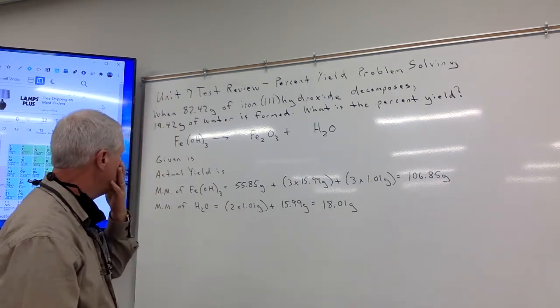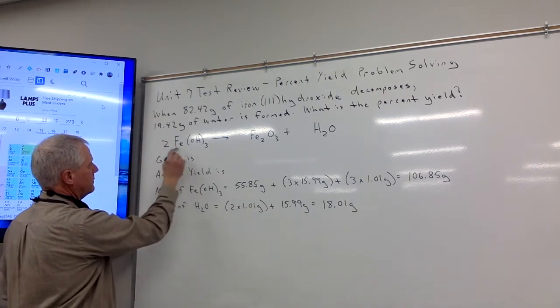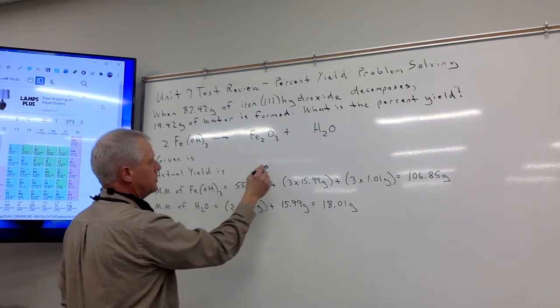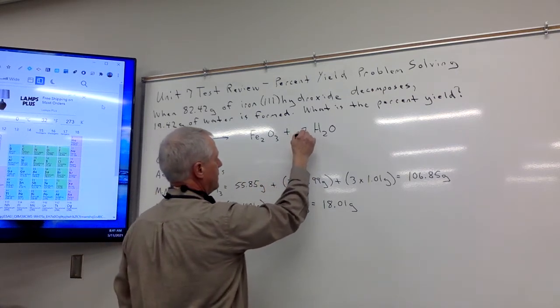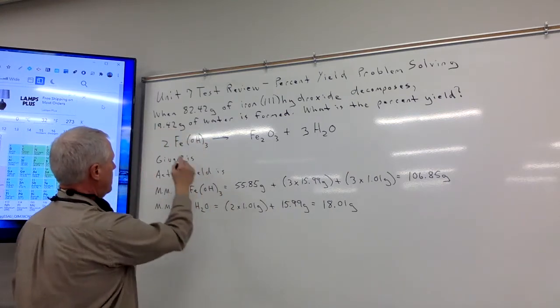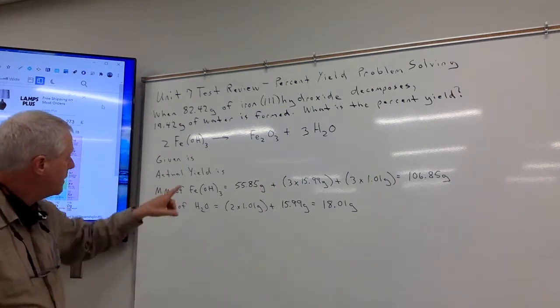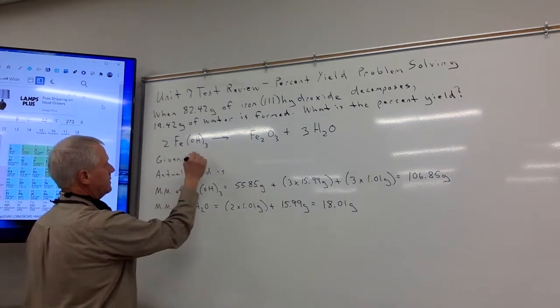So let's balance it. There's two irons here. So if we go over here, that means we've got 6 oxygens. So we could put a 3 here, 3 oxygens here, 3 oxygens there gives us 6. And then we have 6 hydrogens and 6 hydrogens. So we're good there.